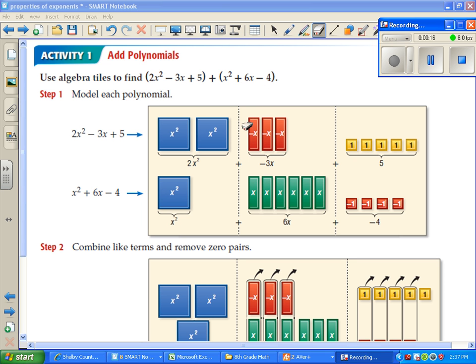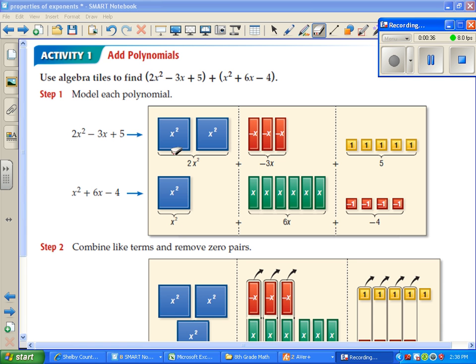So the first thing that we're going to do is make an illustration of the first quantity. Here's your 2x squared. Here's your negative 3x's. And then here's your positive 5's. Okay, everybody with me so far?